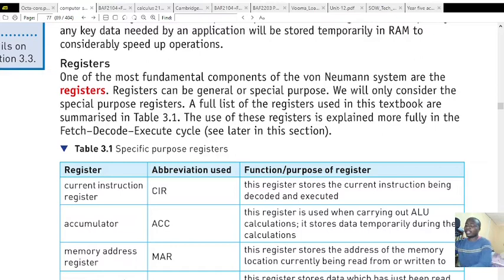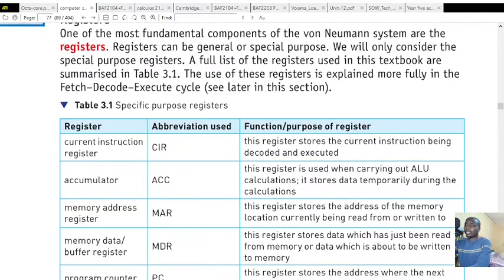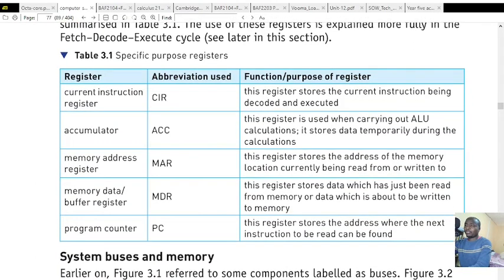So those are the registers as they are now. Just to remind you a bit, we have the current instruction register or CIR, then the accumulator, then the memory address register, then the memory data register or simply buffer register, and finally we have what we call the program counter.